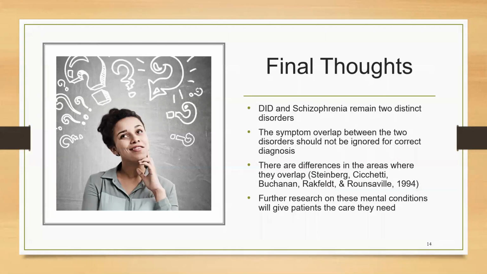DID and schizophrenia remain two distinct disorders. The symptom overlap between the two cannot and should not be ignored, as it may lead to misdiagnosis. However, there are also distinct differences in the areas in which these two mental disorders overlap, and those should also be considered. Further research on these mental conditions will give patients the care they need and prevent more misdiagnoses in the future.